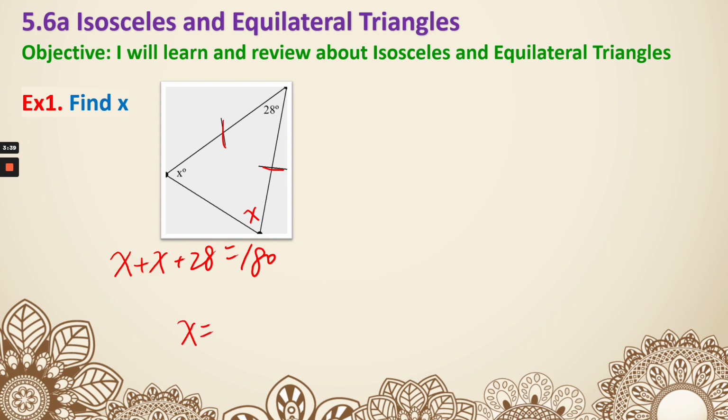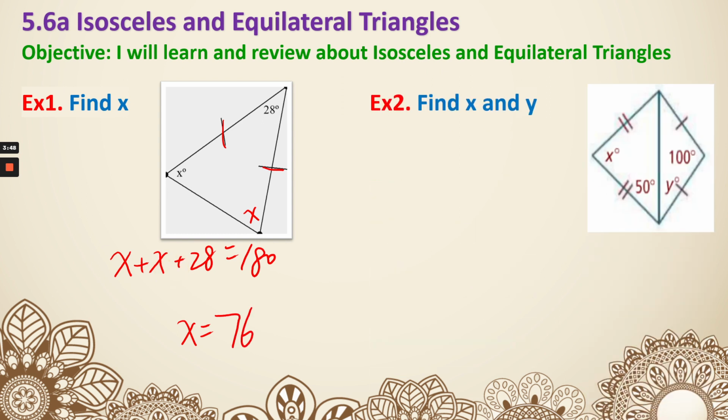Number 2. These 2 are labeled 50, so we have 50 plus 50 plus x equals 180, so x is 80. Then on the other side, we have y, and since these 2 sides are the same, y plus y plus 100 equals 180, so y equals 40. That's example 2.